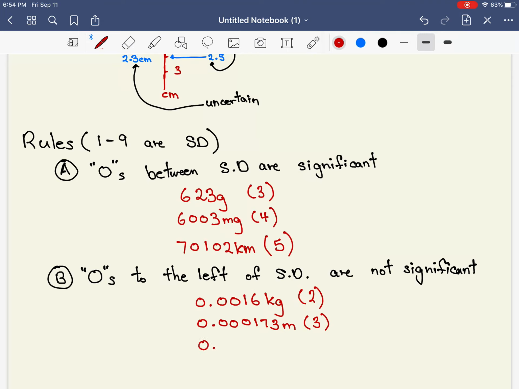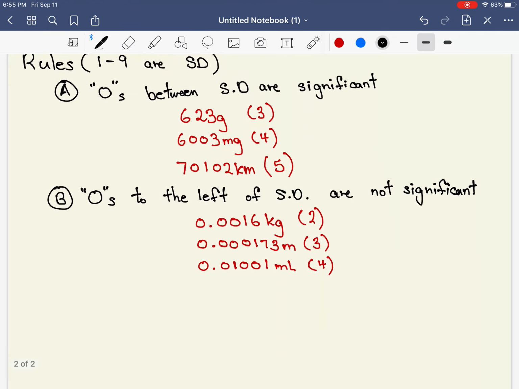One more. 0.01001, let's say milliliter. Okay, now how many significant digits are there? Well, we see the fact that these 2 zeros are going to be insignificant, but what about these zeros? Well, imagine the fact that in rule A, zeros between significant digits are significant. So what that means is that these zeros are significant, and all 4 of these digits count. So it's 4.